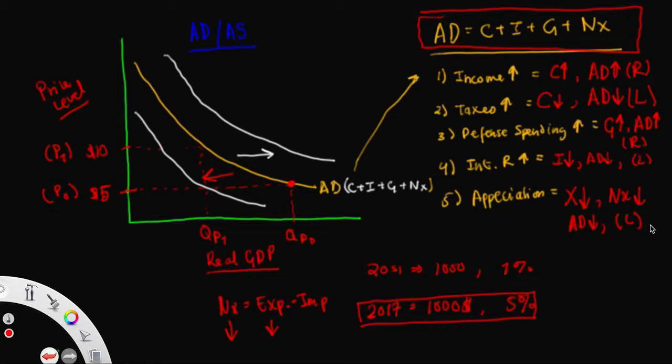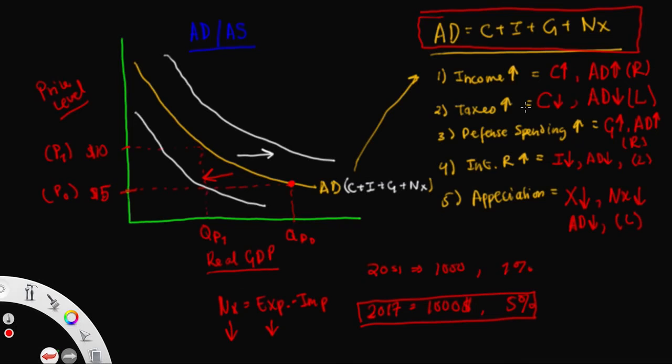Okay, and same thing if you have depreciation. If your dollar value has decreased and the Indian rupee has stayed the same, then India would want to buy more of your goods, and if India wants to buy more of your goods, your exports would increase, your net exports would increase, your aggregate demand would increase, and you would shift it to the right. So depreciation would be the exact opposite of appreciation. Depreciation would lead to a rightward shift, while appreciation would lead to a leftward shift.